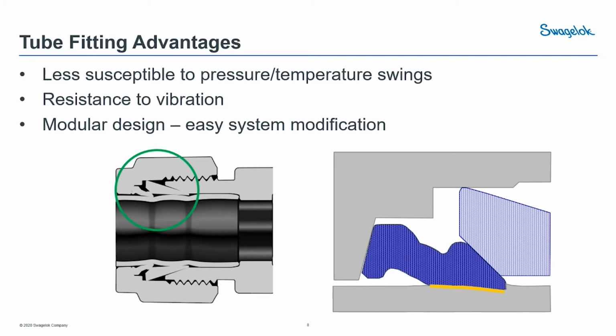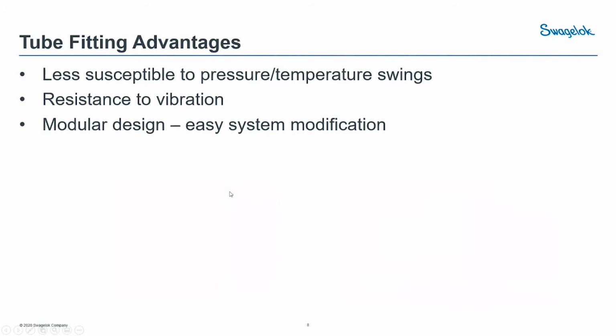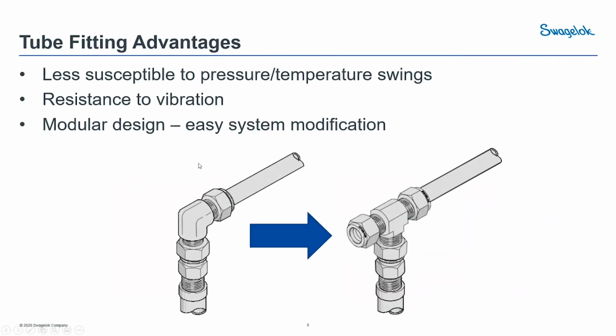Another nice thing about using tube fittings is that it's a modular design, so you can do easy system modification. We've used this in a couple of webinars before, but you could easily go from, say, an elbow to a T. They have the same stack height, just by removing the elbow, dropping in a T, and then running your secondary line. So if you want to expand your system or add on later, that's available to you.